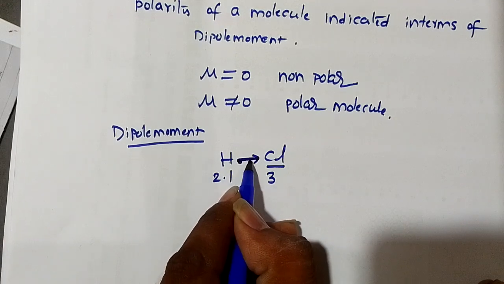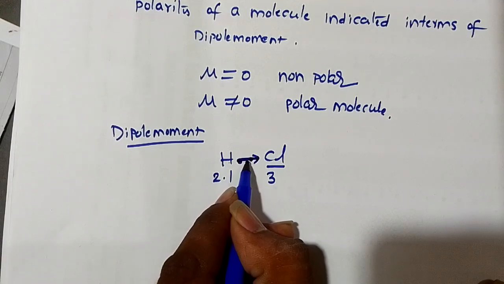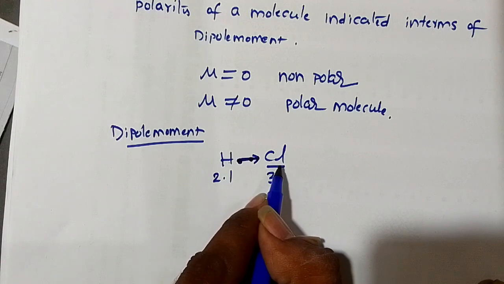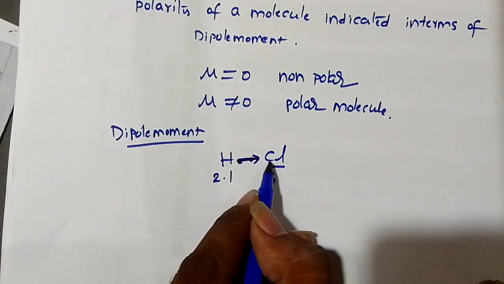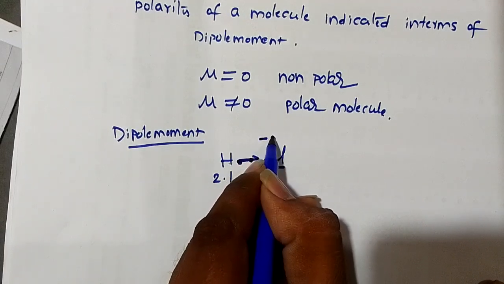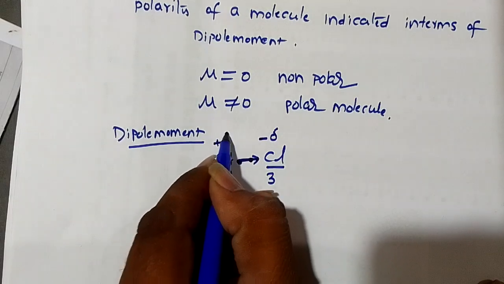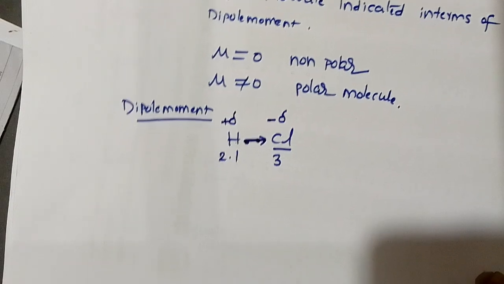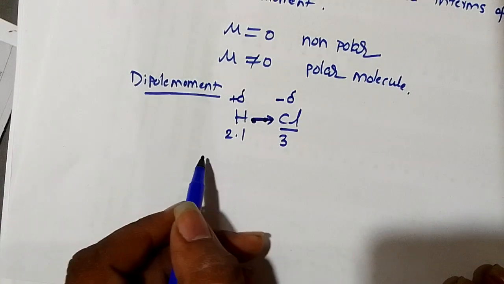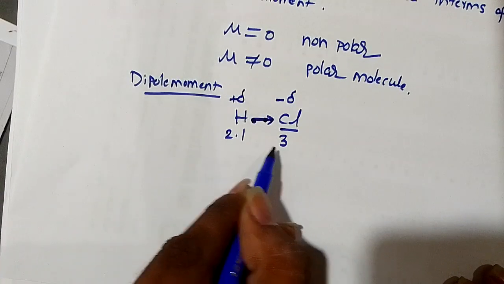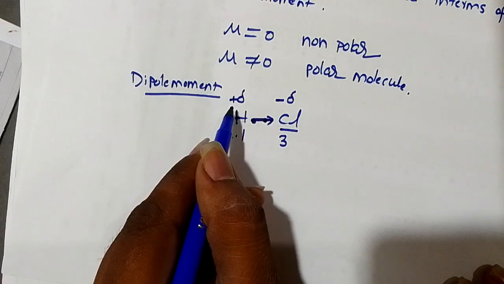Every bond contains 2 electrons. Bond is nothing but 2 electrons. So due to more electronegativity, this chlorine attracts the bonded electrons towards itself. Now it gets a partial negative charge, and at the same time, the hydrogen gets a partial positive charge.